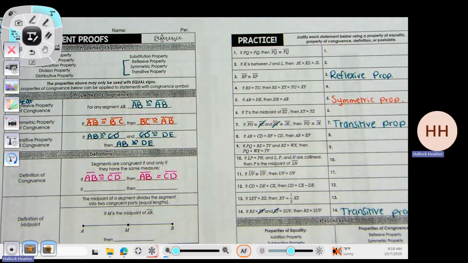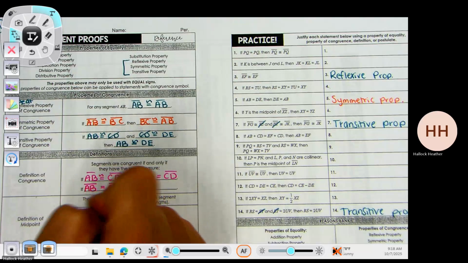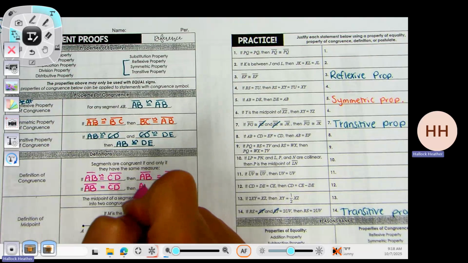And then you can flip it too. If you know something's equal, then it's congruent, because what you know can go back and forth. So if I know it's equal, then I know it's also congruent.